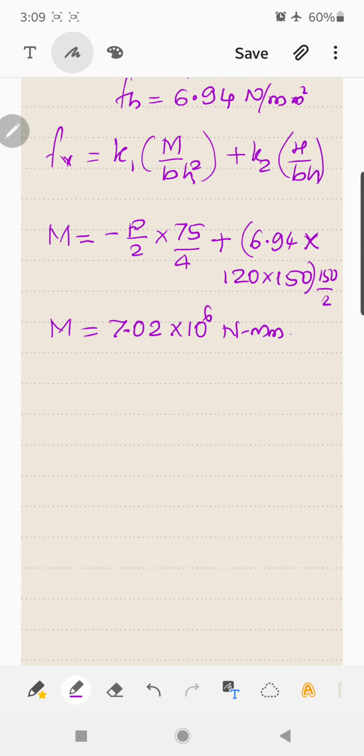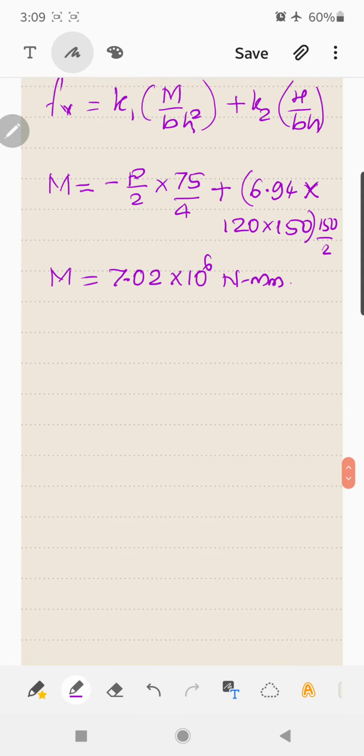Now this H is 0 here in the formula. The H is 0 as there is no direct force, transverse or vertical.